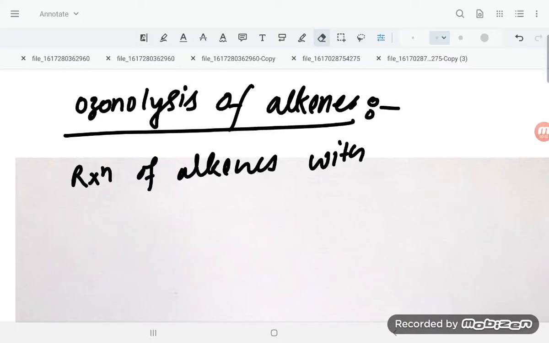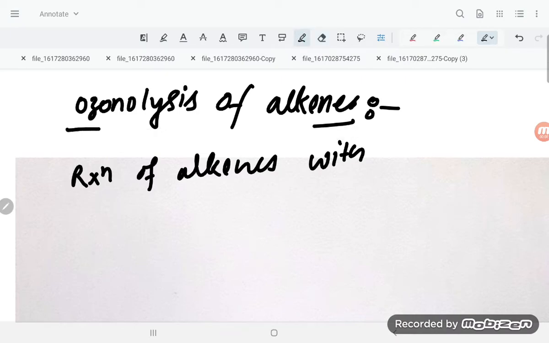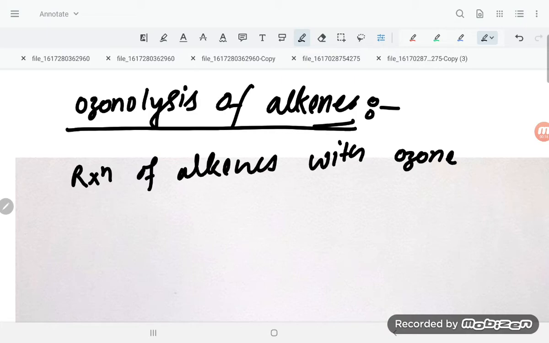Hello, good evening students. Today we are going to understand ozonolysis of alkene. This is our reaction, students, where we are going to understand ozonolysis of alkene. So, reaction of alkene with ozone to give ozonide.